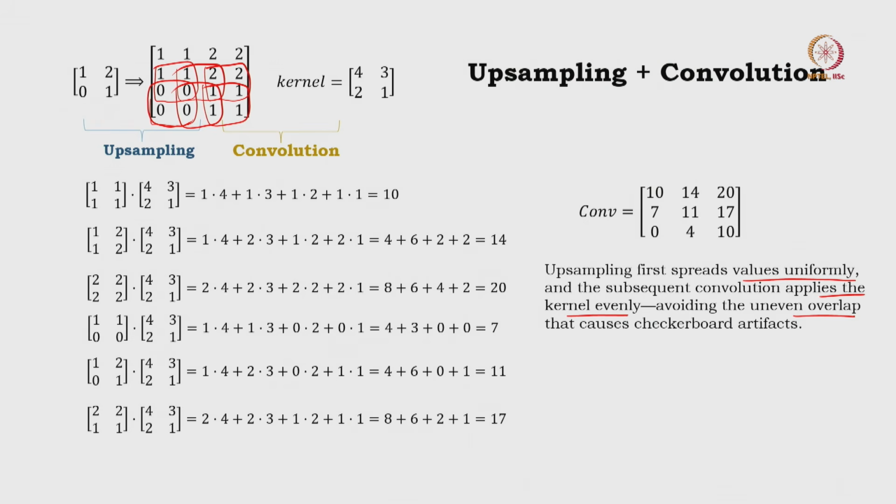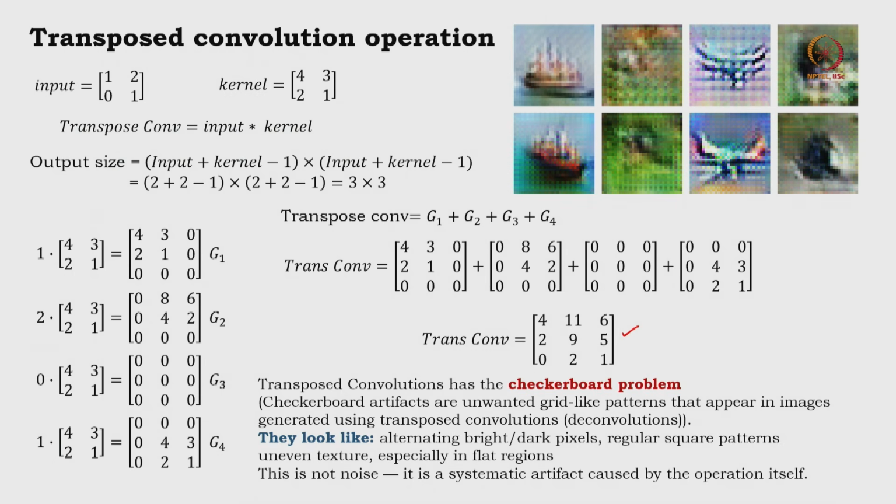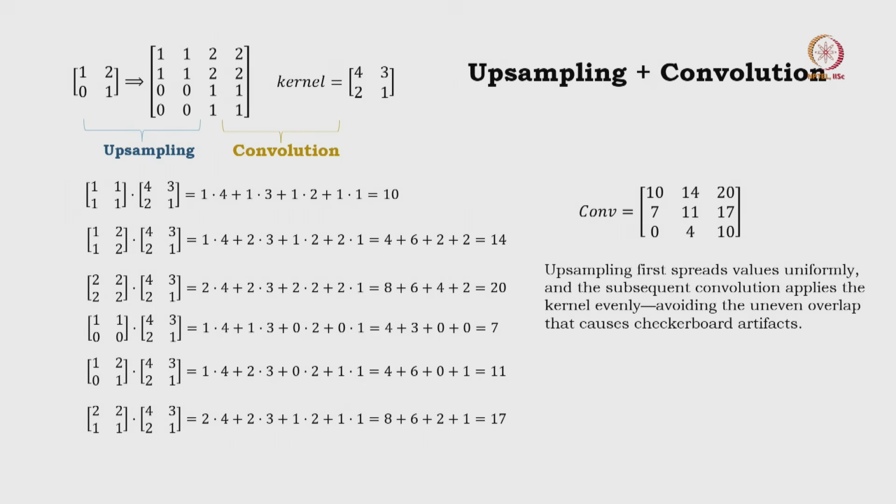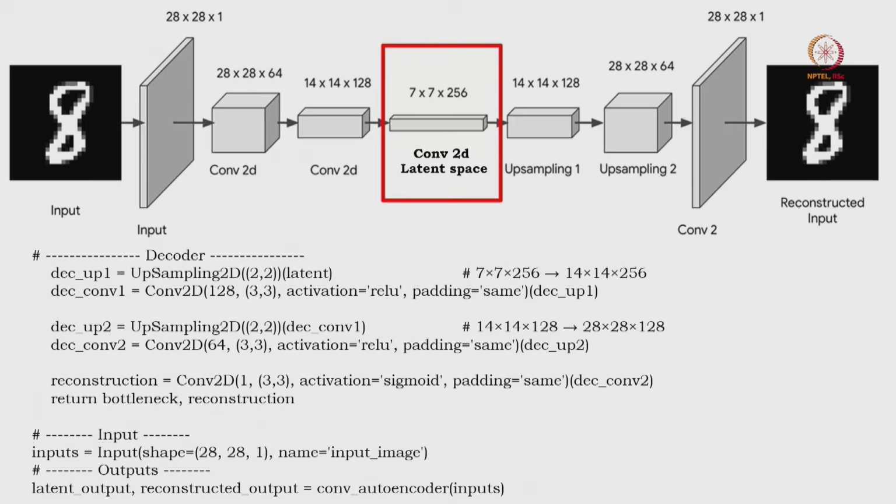And when you perform upsampling first, with the same input 1 2 0 1 and kernel 4 3 2 1, you see there is an even distribution, not some values very small and some values very large. This is the concept used in autoencoders. We first go for upsampling and then go for a convolution.